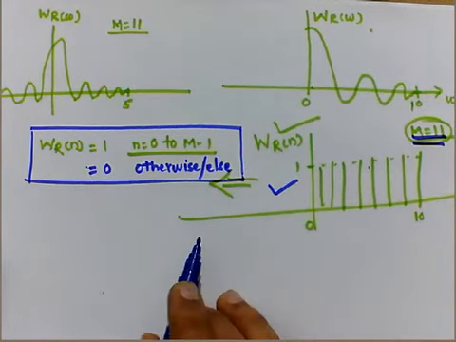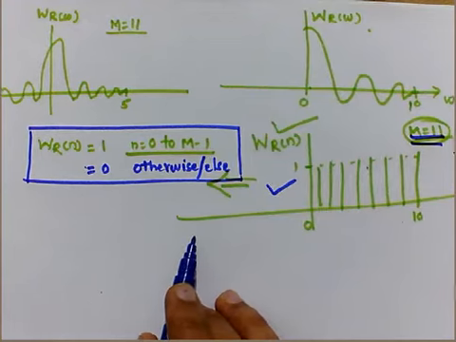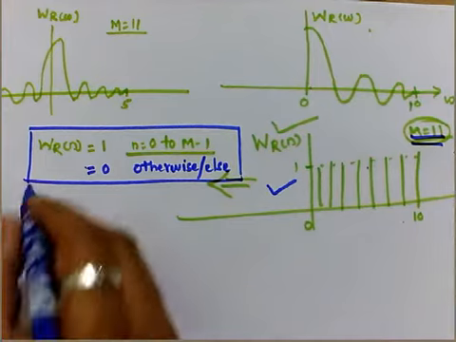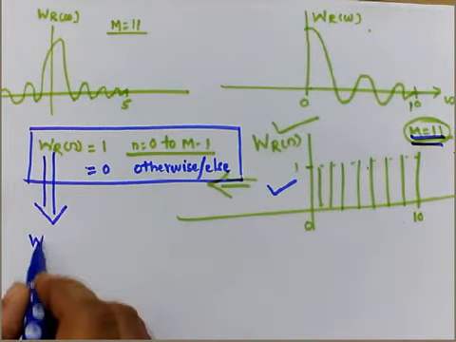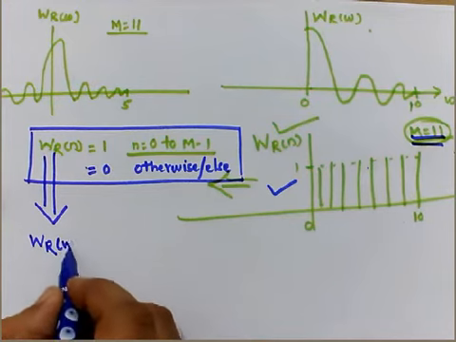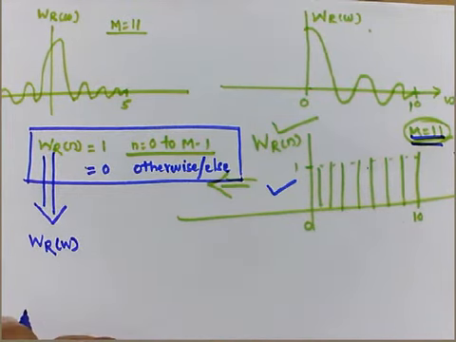Okay, now let's proceed to identify some of the diagrams related to the log magnitude response of the rectangular window, as well as the frequency response of the low pass filter using the rectangular window. How to get it? For that we need to obtain WR of omega, so the Fourier transform for this WR of n.